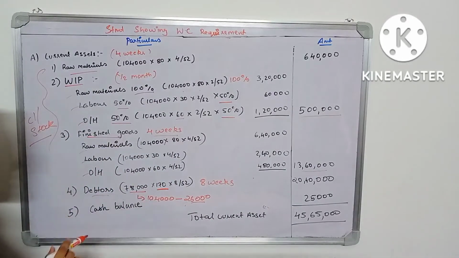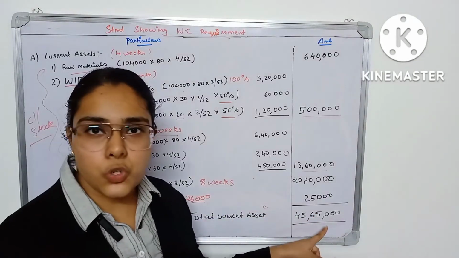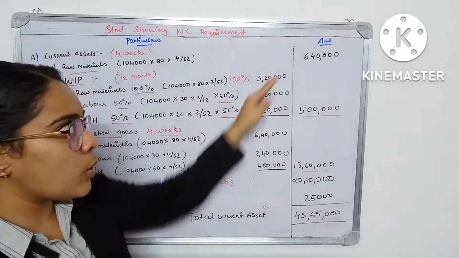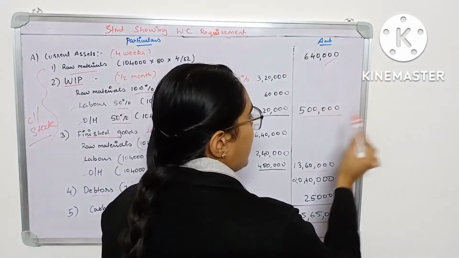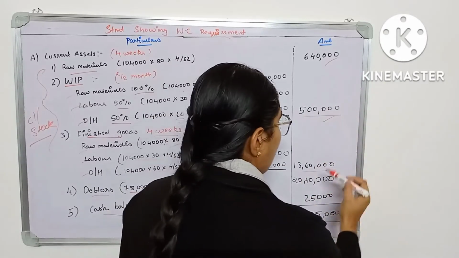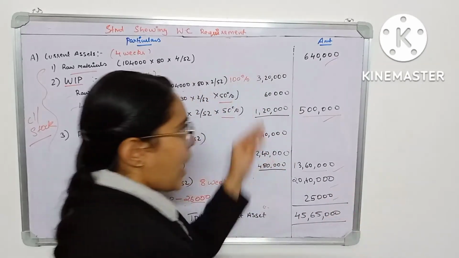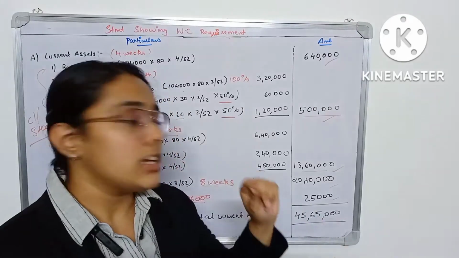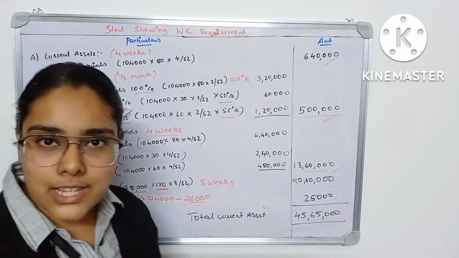Now in the question it was given that the firm had a cash balance of 25,000 rupees. So the current asset part is over now. You have to add up all these things: the raw materials, then the value of work in progress, then the value of finished goods, then debtors and cash balance. If you add all these up, you get a total of 45 lakh 65,000. So this is the total value of current assets.